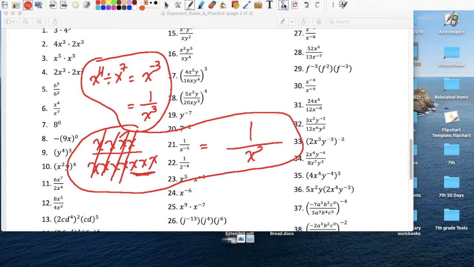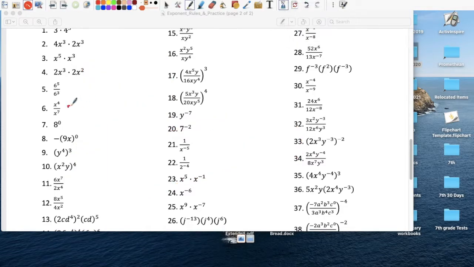Or the last one is, well, you know that there's 4 x's at the top, and you know there's 7 x's at the bottom. If you cross them out, where are you going to have x's left over? Well, it's going to be at the bottom. How many left over? 3. Don't forget to put the 1 on the top. H to the 0 is just 1. This is also just 1. Sorry, -1.